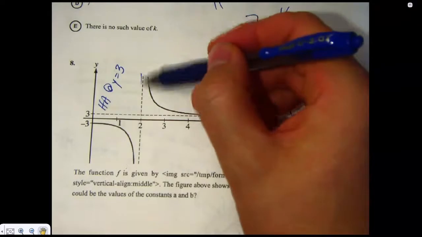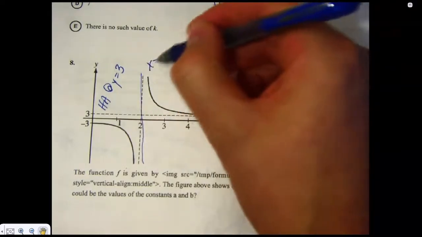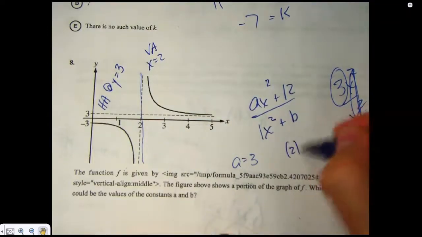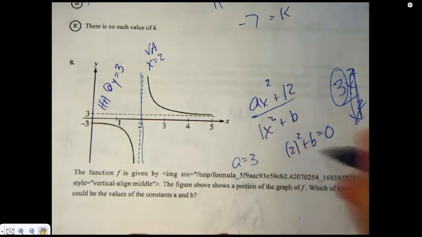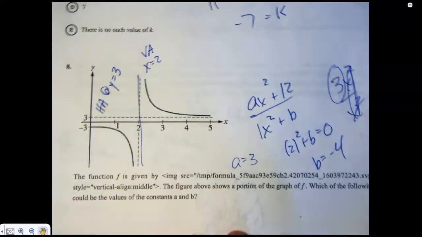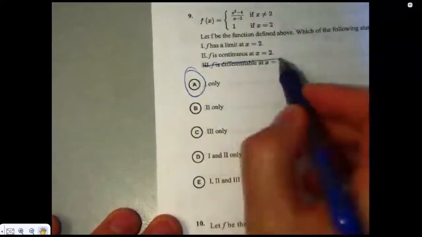Now, the next thing I know is I got a vertical asymptote here at x equals 2. Vertical asymptote means the bottom equals 0. So if I plug 2 in and solve that for b, that tells me that the bottom is negative 4.